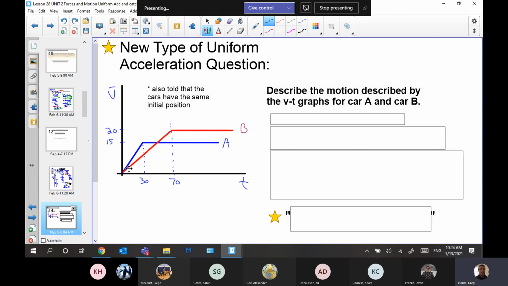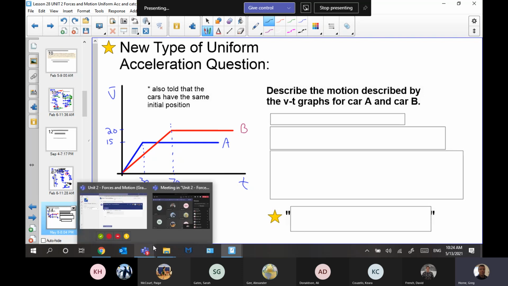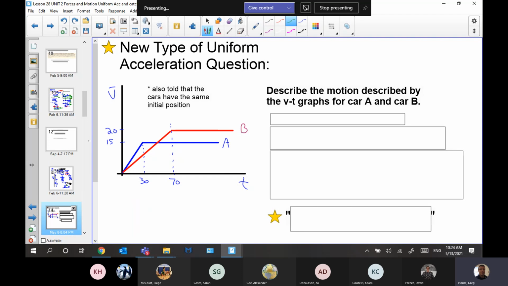Car B accelerates slower, right? But continues to accelerate, ends up going faster in this section, faster than car A, eventually gets to a constant velocity of 20 and then maintains that 20. A common incorrect interpretation of this is that during this section, car B starts to go faster, right? But does that mean that car B is ahead of car A? It starts going faster at this point.